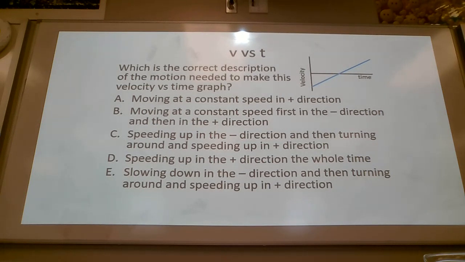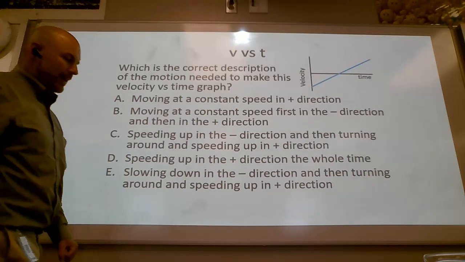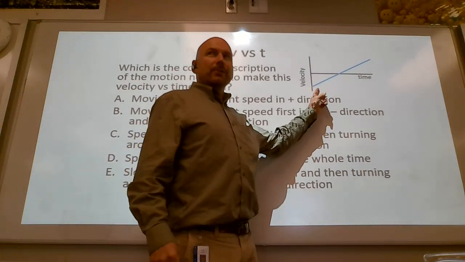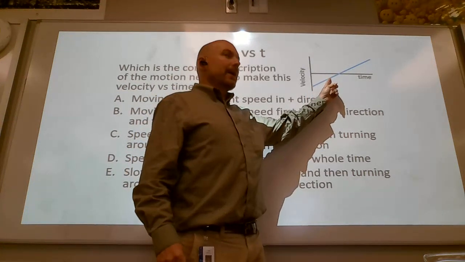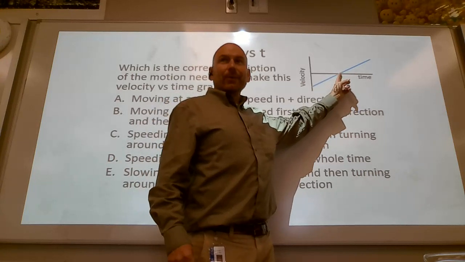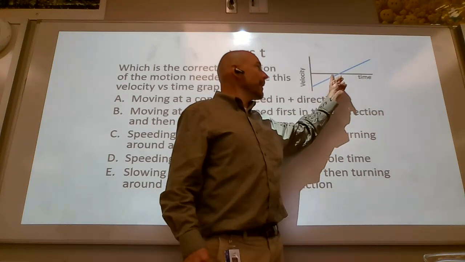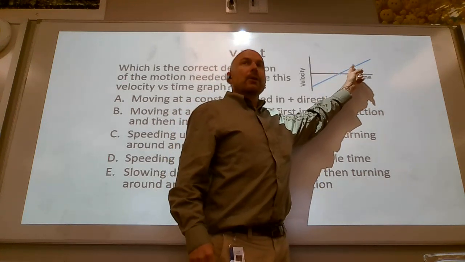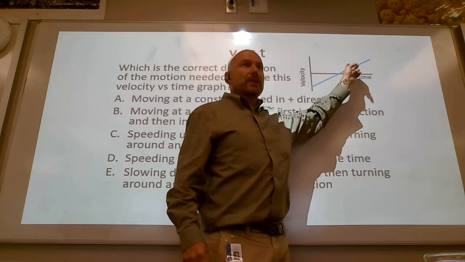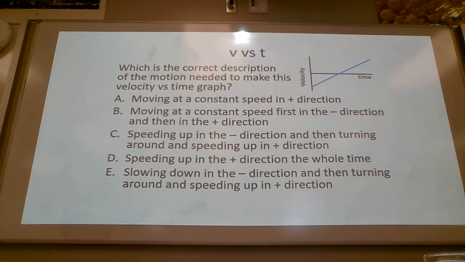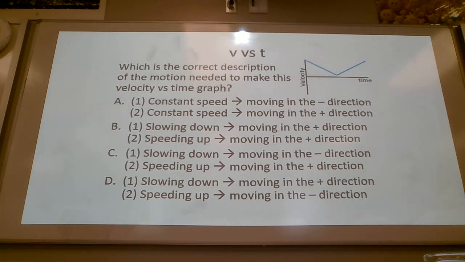Correct answer is E. More educated elephants. All right. So you're starting fast in the negative, like 2 meters a second, negative 1 meter a second, zero, positive 1 meter a second. So you are slowing down, stop, turn around, 2 meters a second positive. So you're speeding up in the positive direction. Good. Next question.